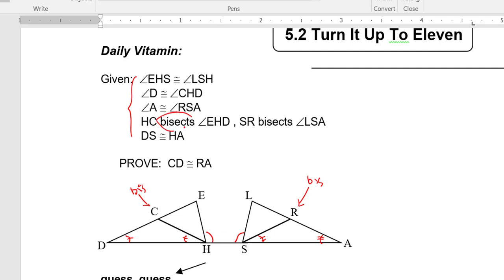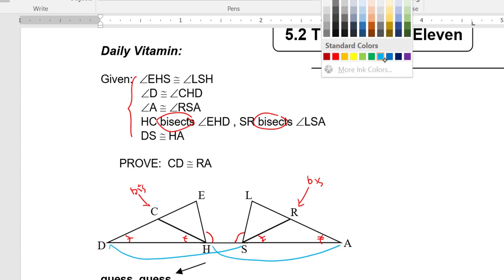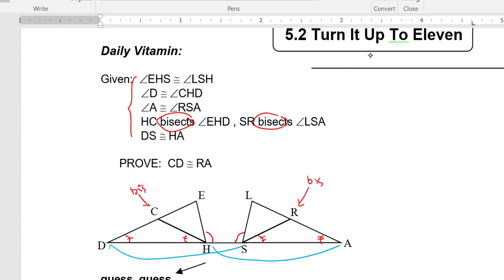Two bisectors might clue me in that maybe I'm going to do something with multiplication or division property. And the last given information is that DS is congruent to HA. And looking at that, I see two segments that are overlapping with each other. So I might have some sort of a subtraction property there. And what I'm trying to prove here is, use green, is that these two segments are congruent to each other. That's where I'm trying to get at.